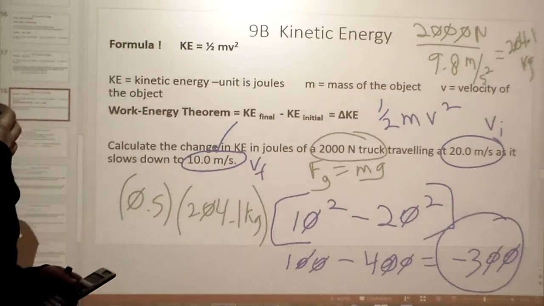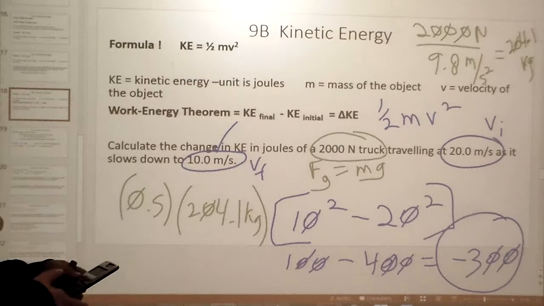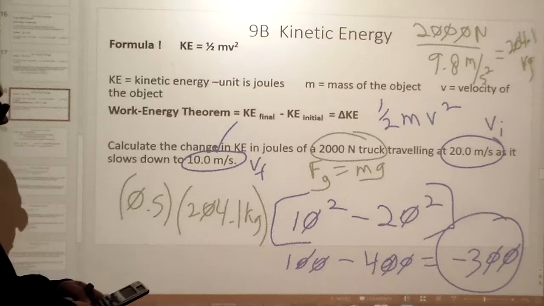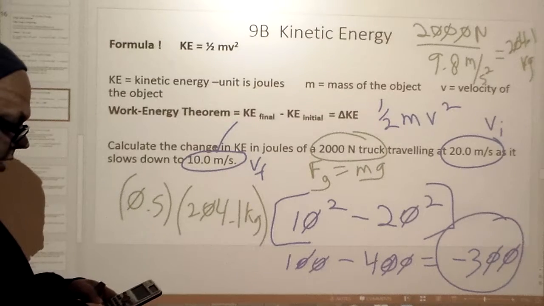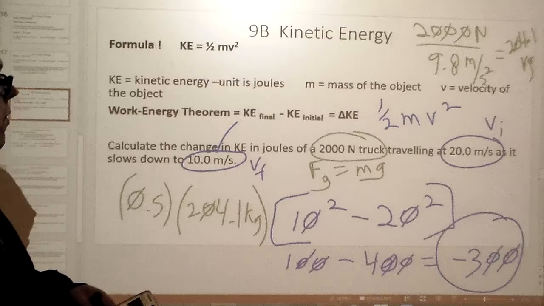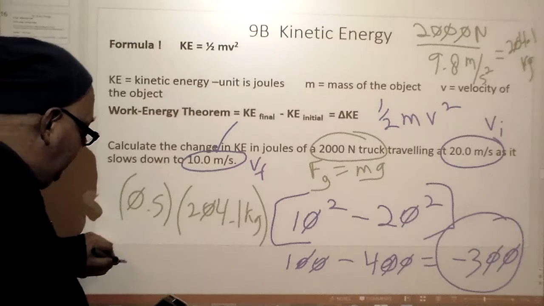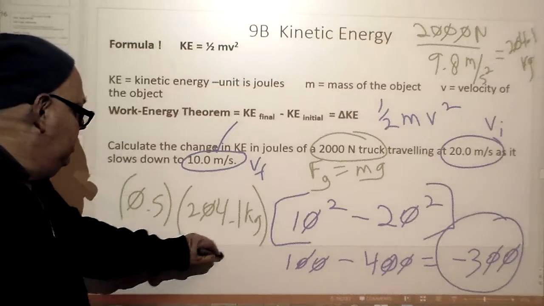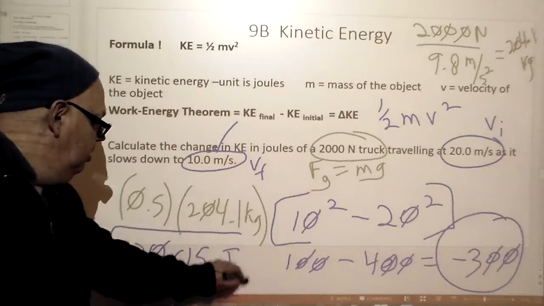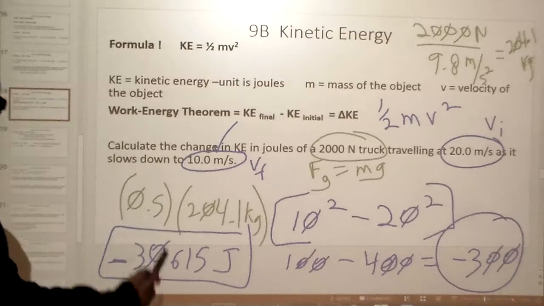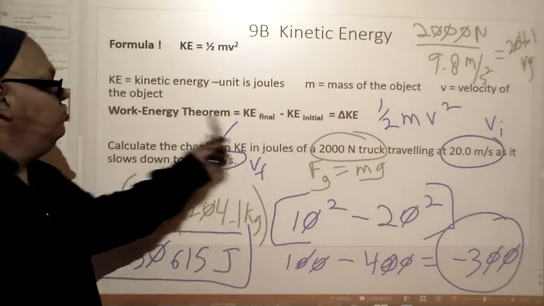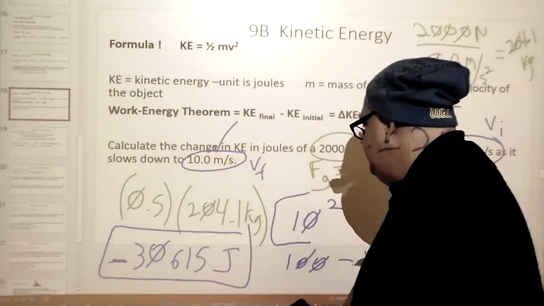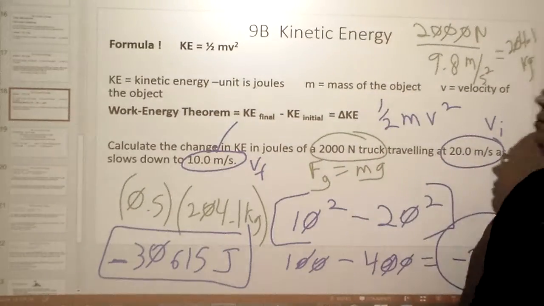Okay, so we're going to look at the change in kinetic energy. Here we go, 0.5 times 204.1 times 300, and it's negative. So for my final answer, I get negative 30,615 joules. That is the change in kinetic energy of the truck slowing down. Okay? So that's the change in the truck slowing down.